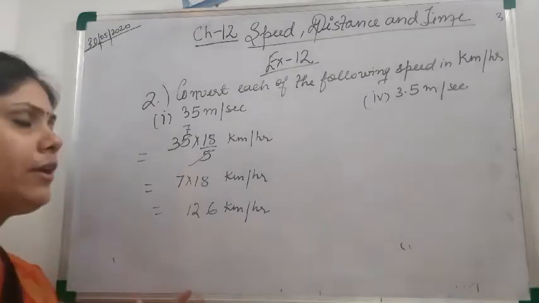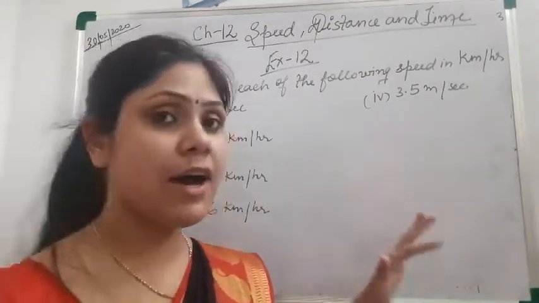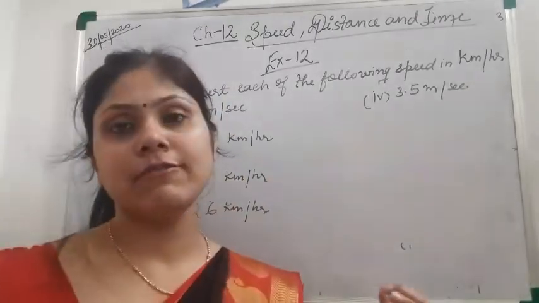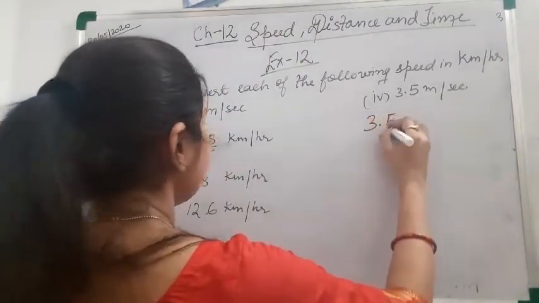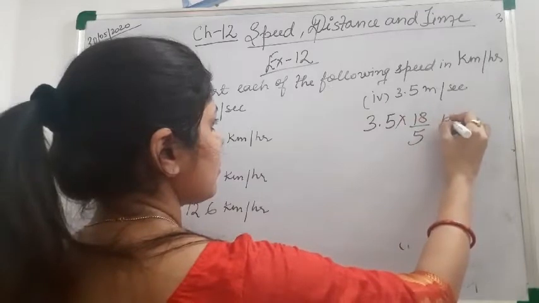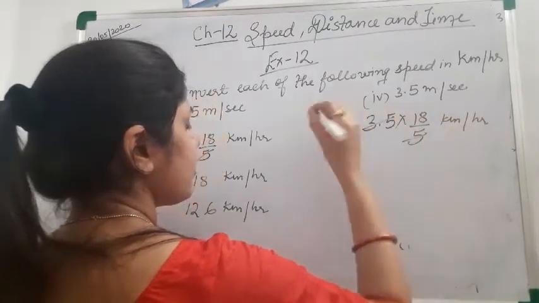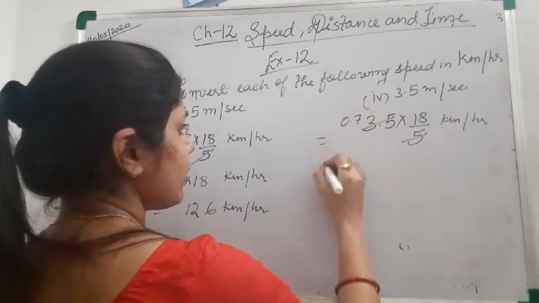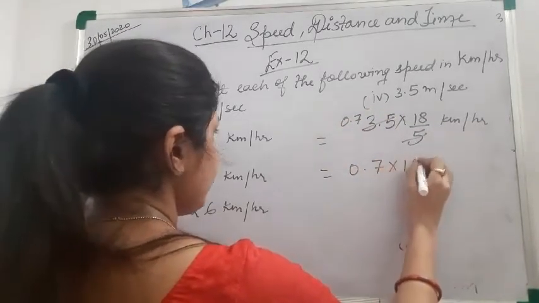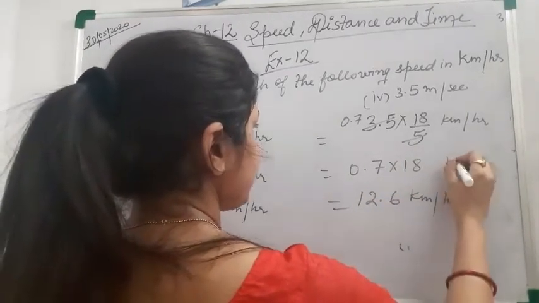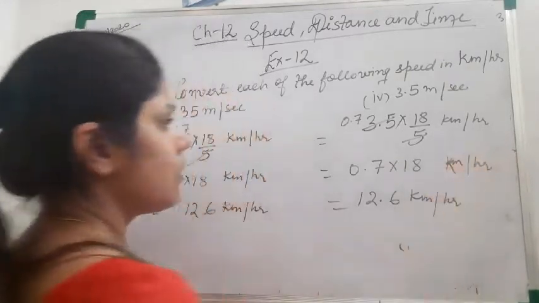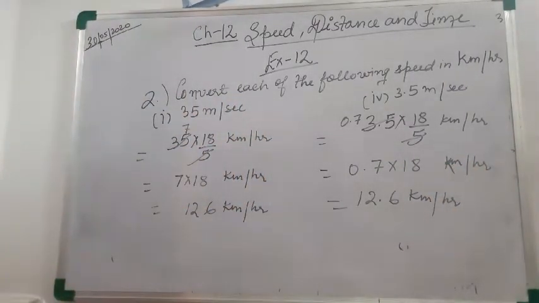Simply, to convert into kilometer per hour, you multiply by 18 upon 5, and to convert into meter per second, you multiply by 5 upon 18. Similarly, you will do this one also. 0.7 it will be. So 0.7 into 18 will come 12.6 kilometer per hour. Is it clear? Same question, just the difference of decimal is there. You can solve this question.